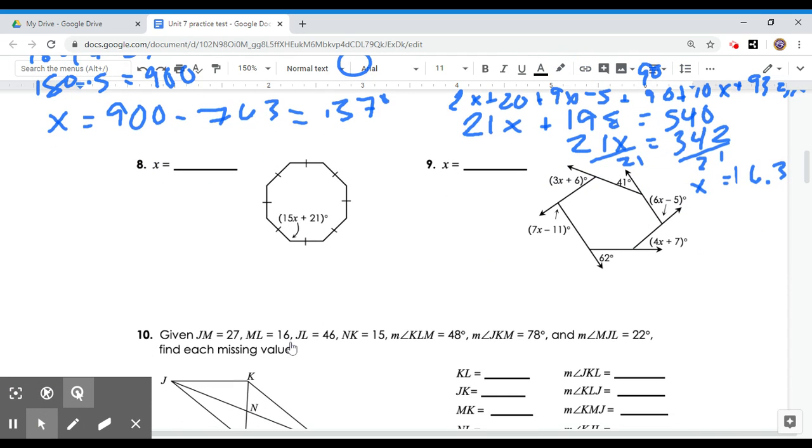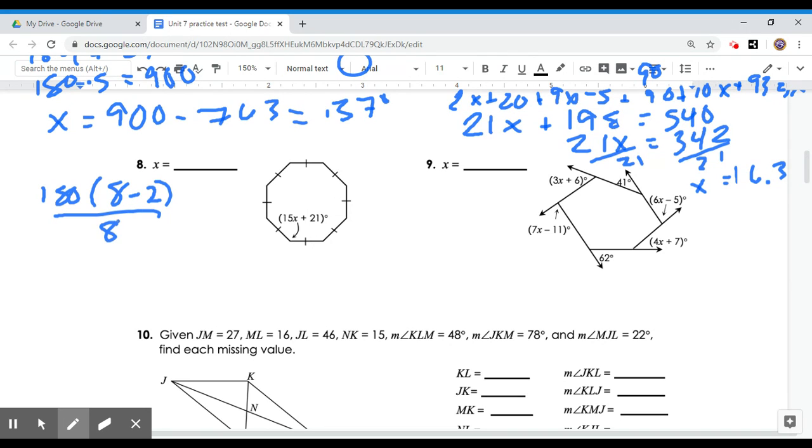All right, for number 8, we have a regular 1, 2, 3, 4, 5, 6, 7, 8. So a regular octagon, and they give us one side. So we can find what that one angle is supposed to be by using this formula. So 180 times 8 minus 2, because it's 8 sides, over 8. So that will give us one angle of a regular octagon. So you find the sum and divide by 8.